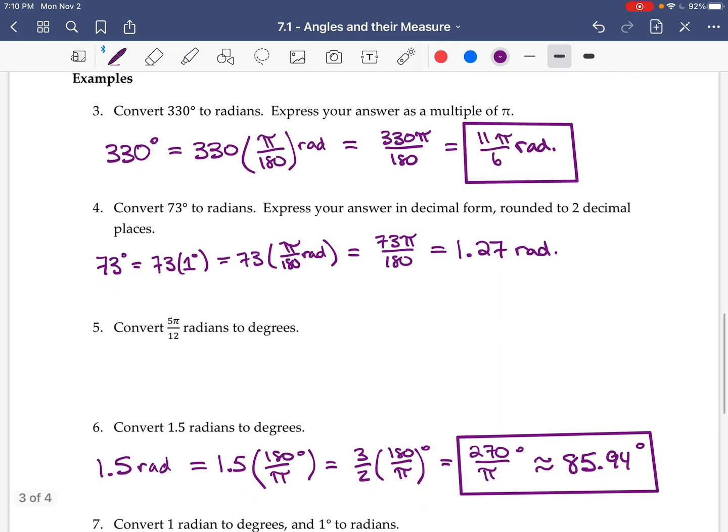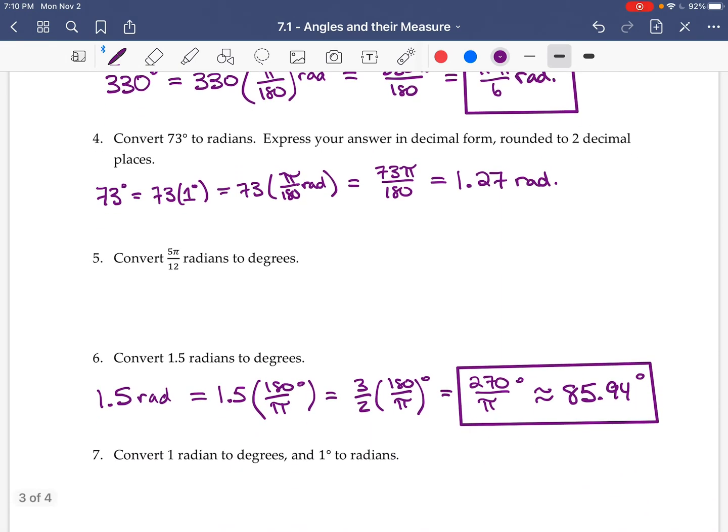rounded. Okay, now if I want to convert 5 pi over 12 radians, so 5 pi over 12 is 5 pi over 12 times 1 radian. So that's going to be 5 pi over 12 times 180 over pi degrees. So now we're in degrees. Now here the pi's actually cancel.